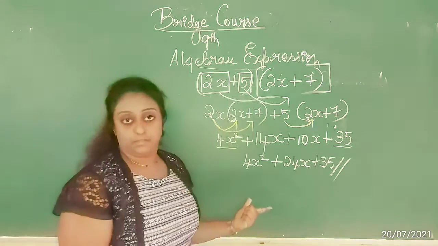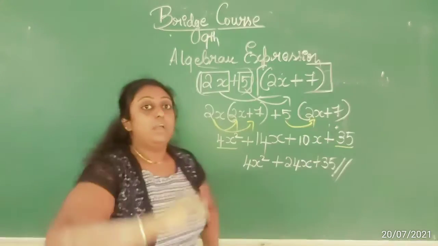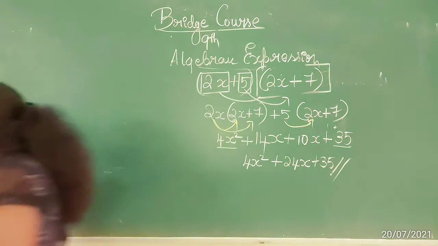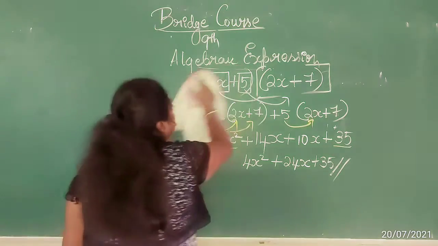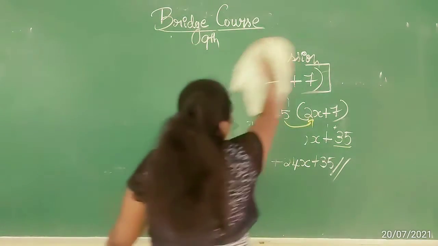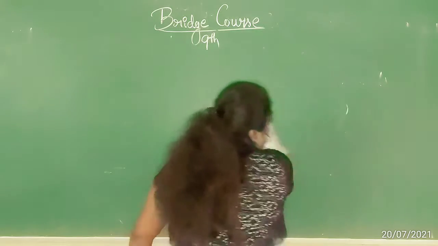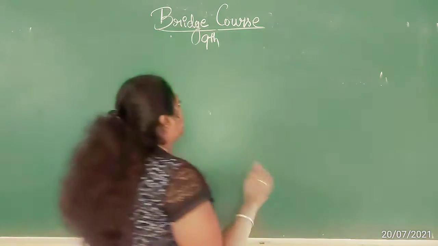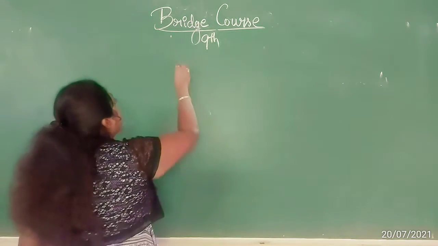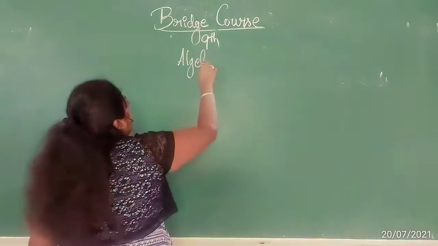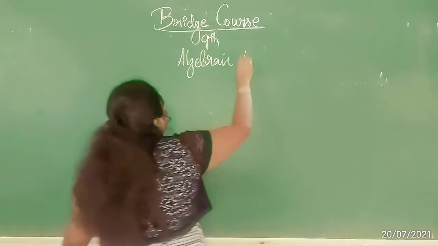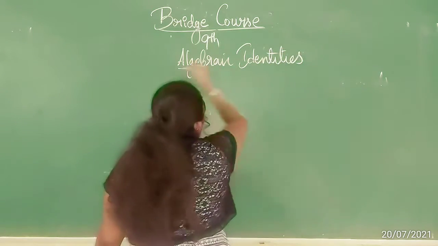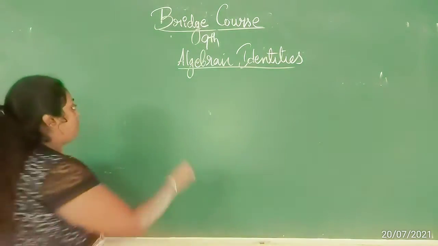So this will be your multiplication of binomials. Binomial means two terms. Okay. Now next what we will do? We will learn the algebraic formulas. That is your algebraic identities. This is very important. Write down when you are watching the videos. Algebraic identities.